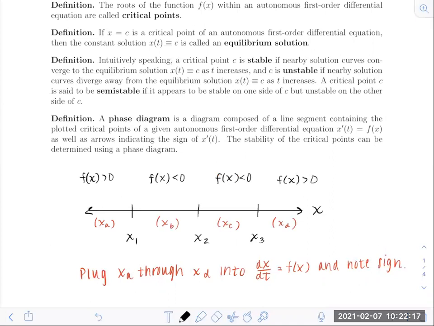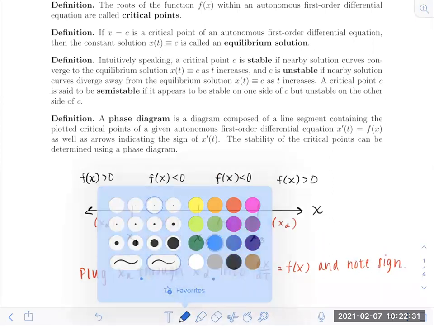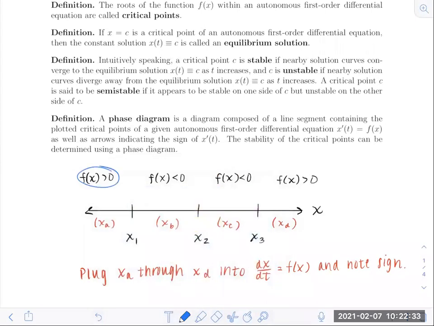Then what you want to do is draw arrows on that portion of the number line that point either in the positive or negative direction, depending on whether your derivative is positive or negative. I'm going to color these so they stand out. Let's do them in blue. Since this derivative was positive, I want my arrows pointing in the positive direction. Then they were negative here.